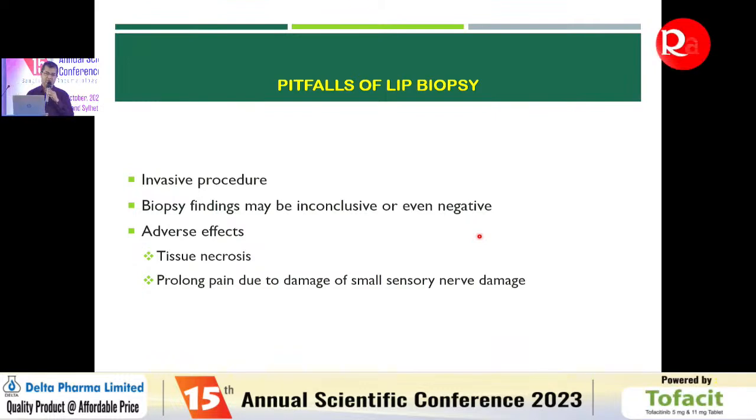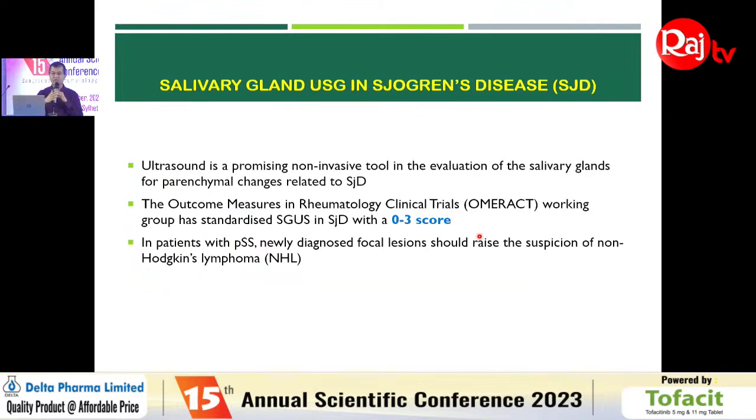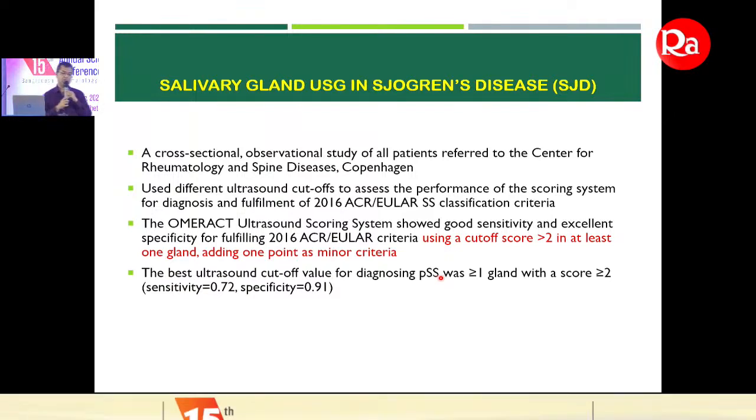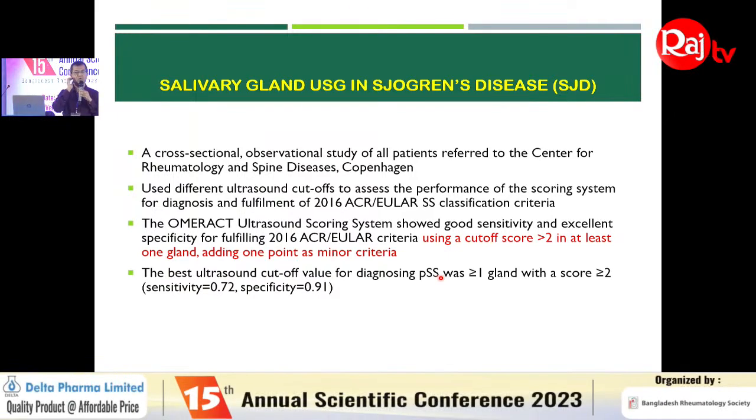We need lip biopsy, but lip biopsy is not always possible because it is invasive. That's why we require the ultrasonogram. For ultrasonography, there is a group, the OMERACT group. They have pointed a score, 0 to 3. Based on this score, we can identify Sjogren's disease. We know that there are major salivary glands, 2 parotid, 2 submandibular, and also sublingual.